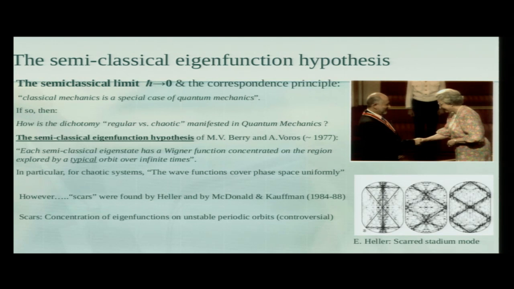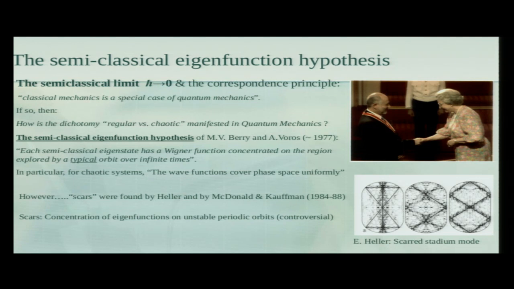And then one soundbite in this subject was formulated by Michael Berry, who is one of the two persons here on the board. And that says that each eigenstate has a Wigner function, which is some phase space object that I will describe a little later, which is concentrated on the region which is explored by a typical orbit. So in particular, for a system like the Bunimovich stadium, an ergodic system, a typical trajectory is dense, is uniformly distributed, so a wave function is supposed to cover all of phase space uniformly in some sense that needs to be prescribed mathematically.